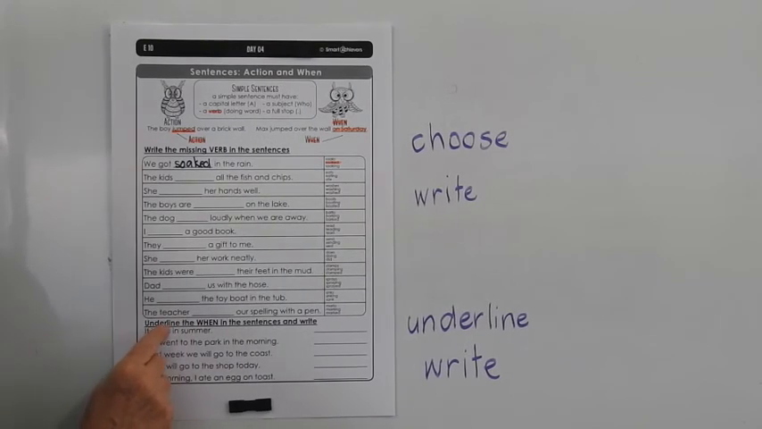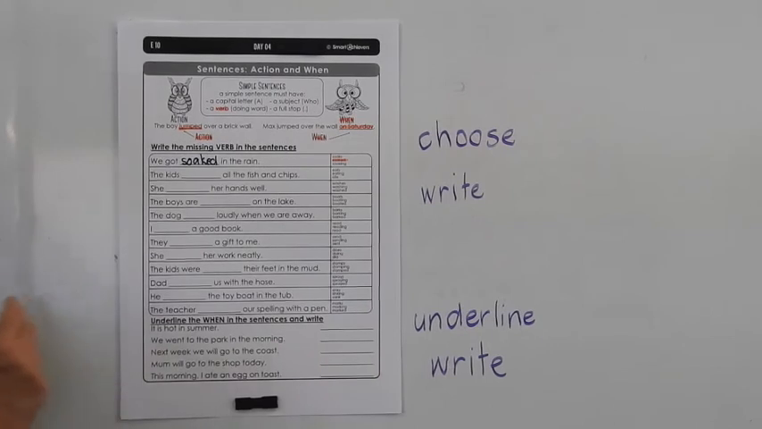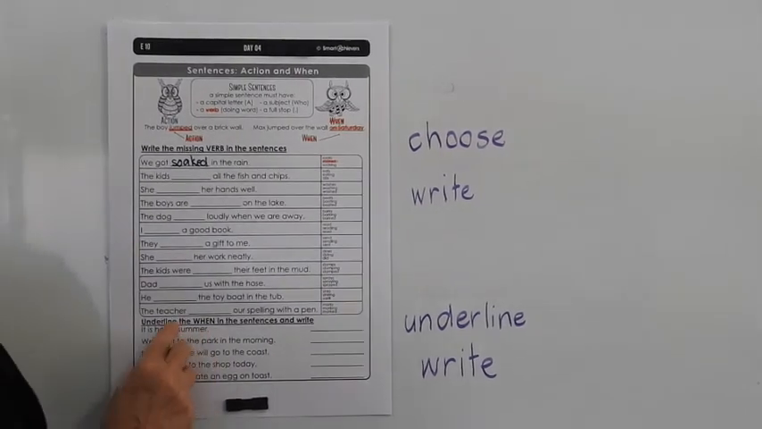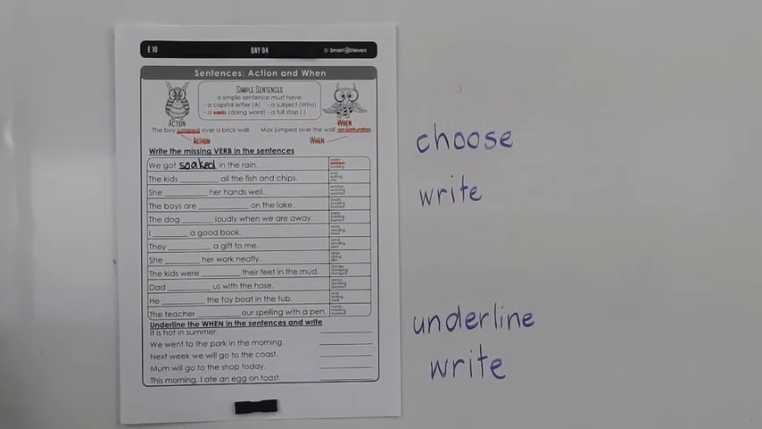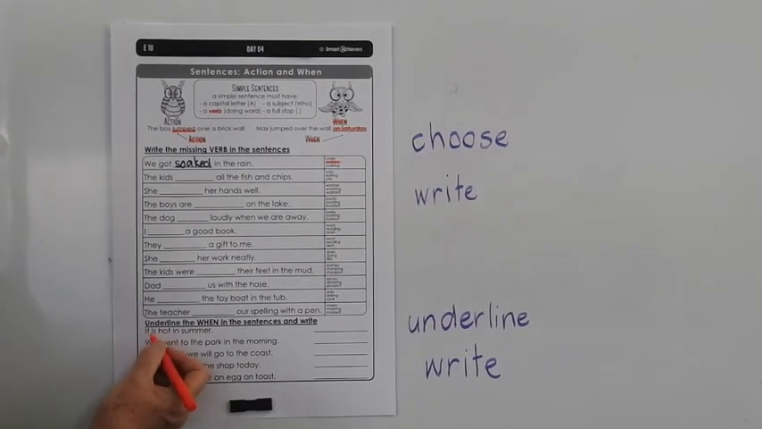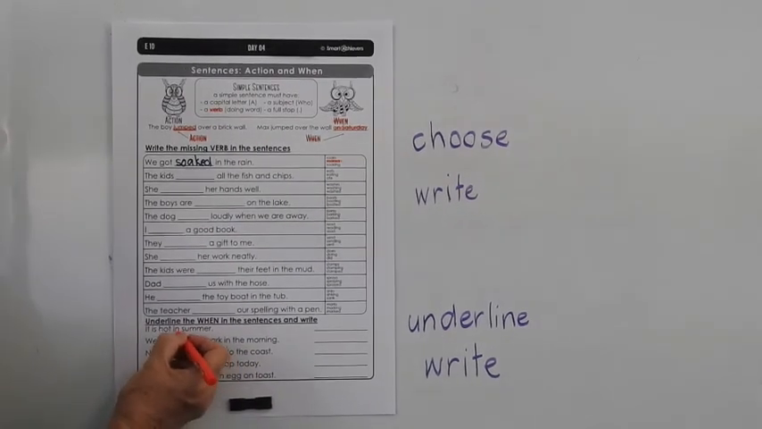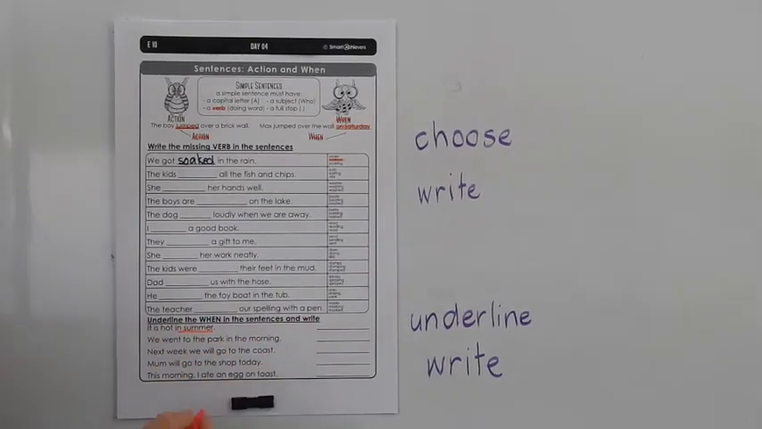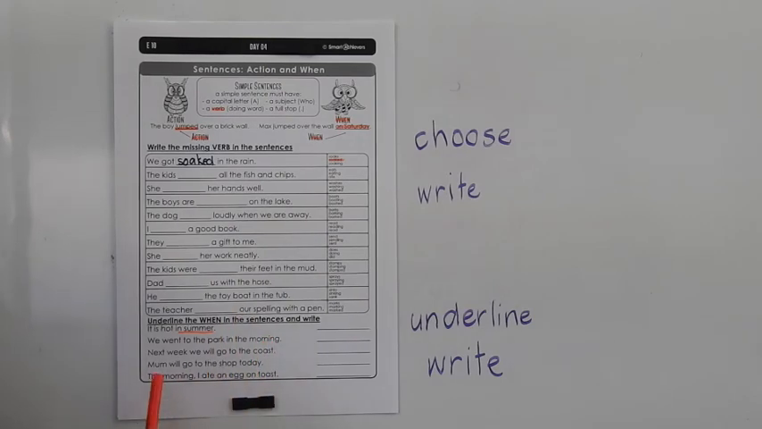Now down the bottom you have to underline the when in the sentence and then write it on the end line. So the when, the word in the sentence that tells us when, is pretty easy in most of these sentences. It is hot in summer. When is it hot? In summer. So that's what you'd have to write on the end. We went to the park in the morning. When did we go to the park? In the morning.